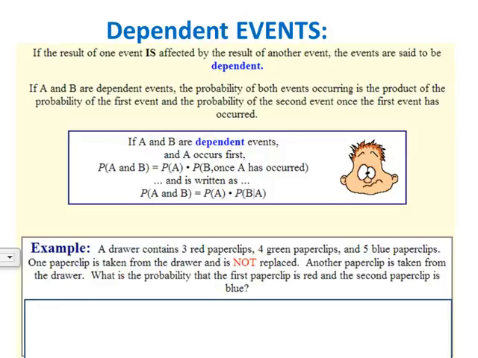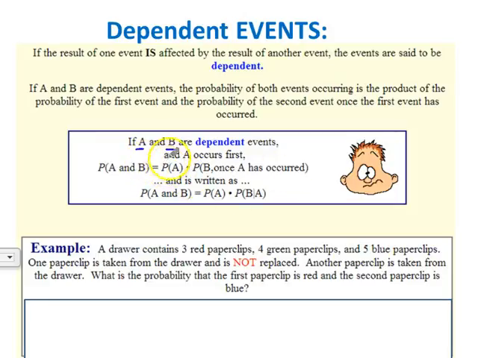How are we going to find the probability of dependent events? It's going to be a little bit different from what we just did with independent events. So let's focus our attention here on this box. If we've got event A and B, and they are dependent events, so the results of B are affected by event A, and A occurs first, then to find the probability of event A and B occurring, we use this formula.